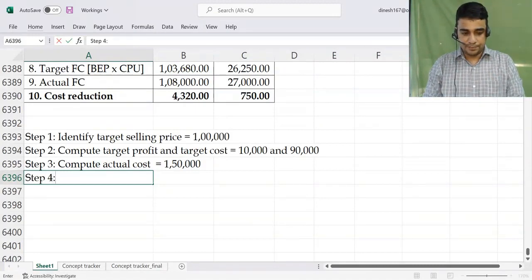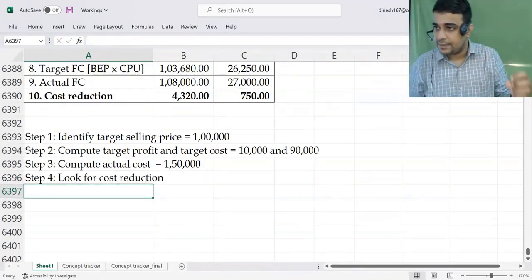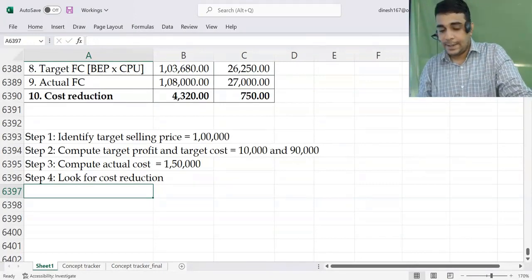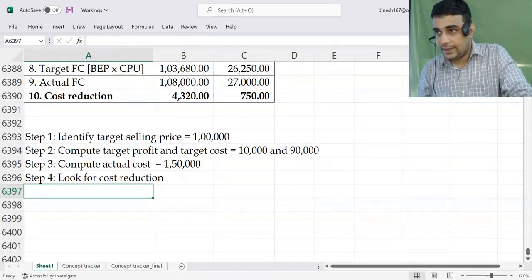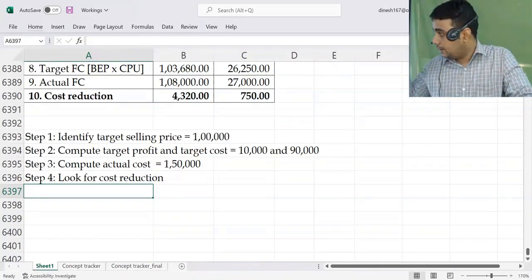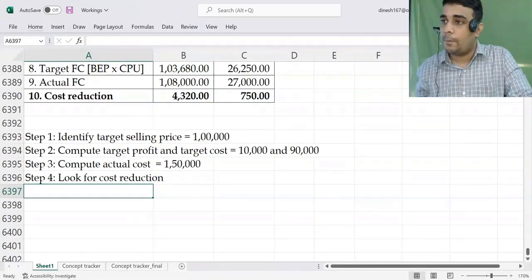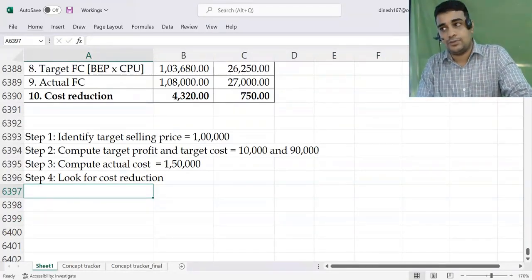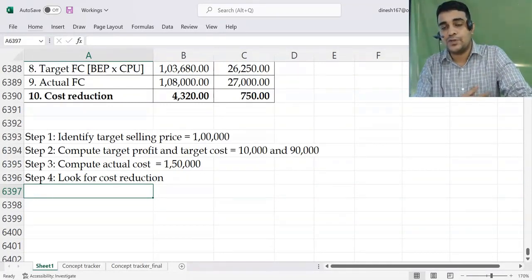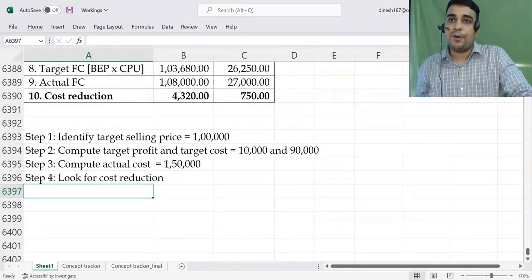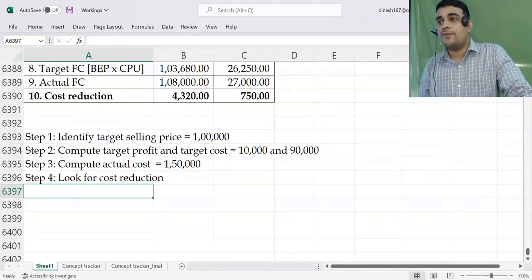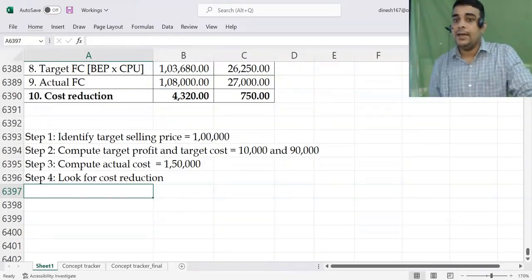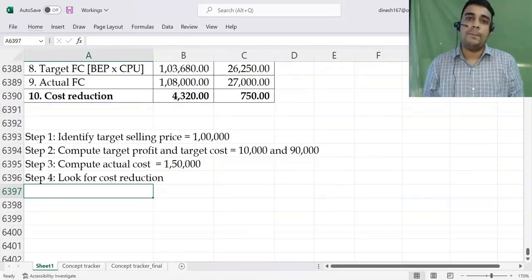Step 4 which I was saying is to look for cost reduction. Whatever steps I talked about, they have expanded to some 8-9 steps, but broadly the same points. When you are making design changes, please ensure that the initial functionality of the product is not compromised. If the functionality is compromised, you may have to change the target selling price also, because if the product cannot meet the requirements of the customer, they will not be ready to pay. So you may have to cut down on the price side as well.